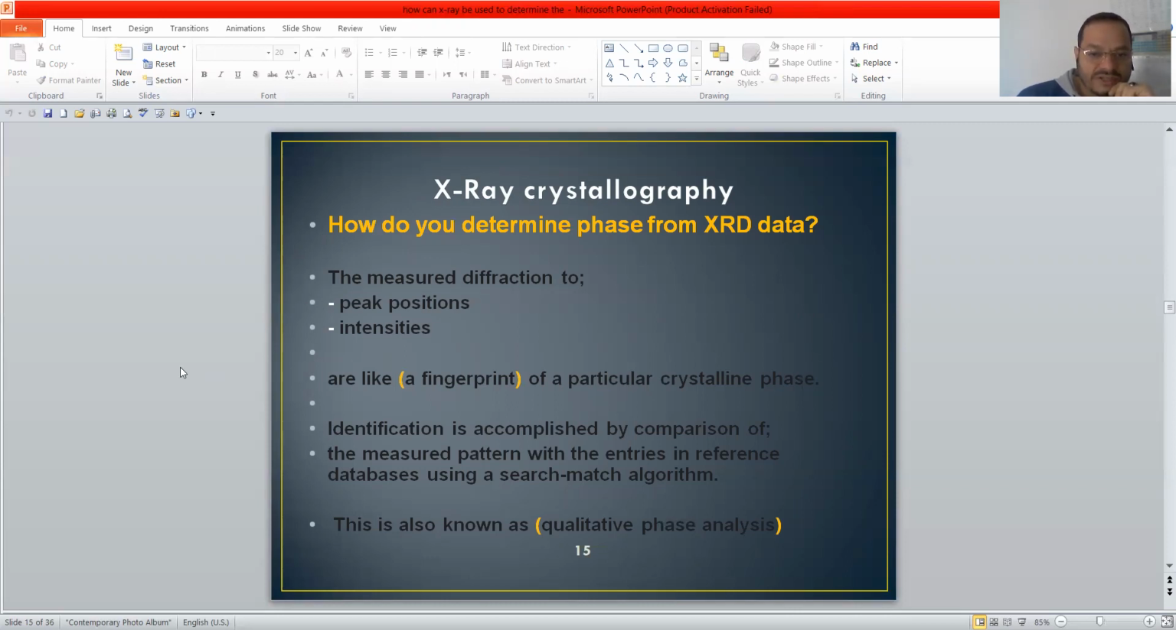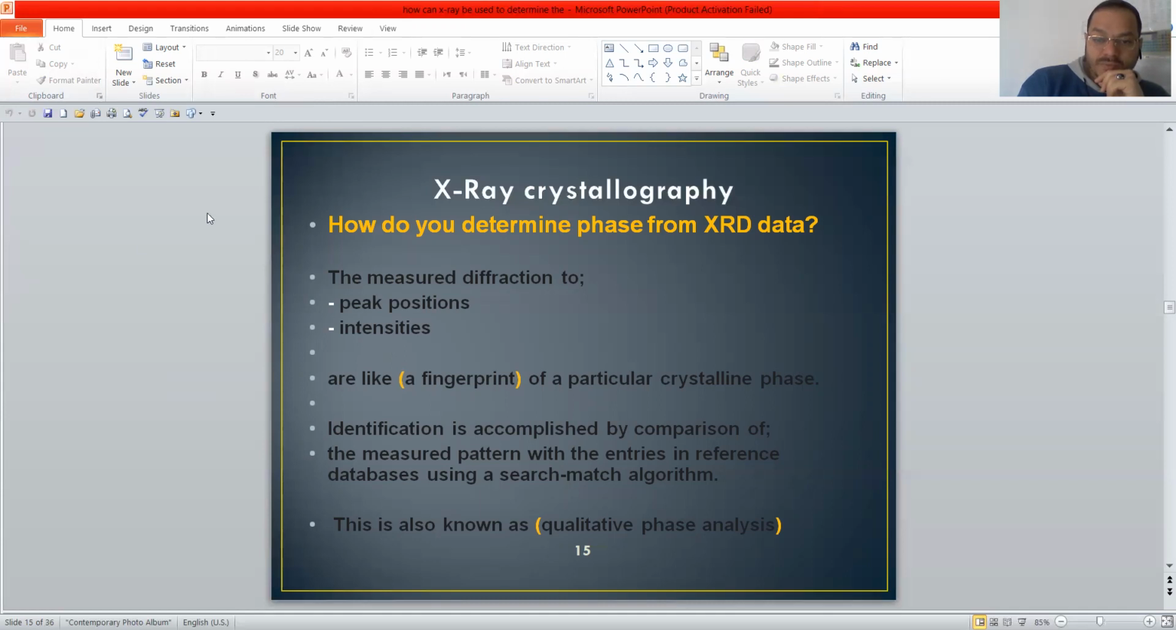Identification is accomplished by comparison of the measured pattern with the entries in a reference database using a search match algorithm. This is also known as qualitative phase analysis. Qualitative phase analysis focuses on the peak positions and intensities, because all of these will be like a printing, or fingerprint, of a particular crystalline phase.